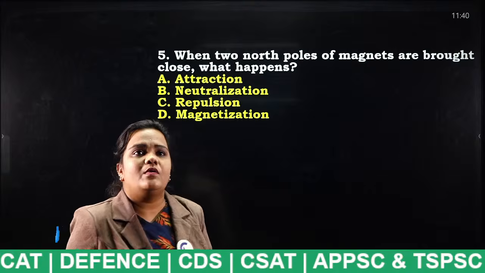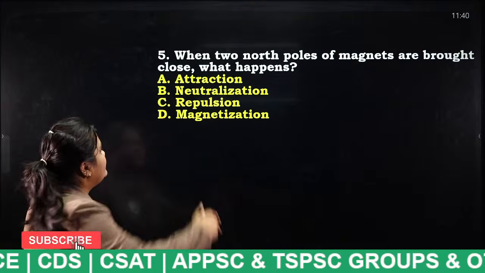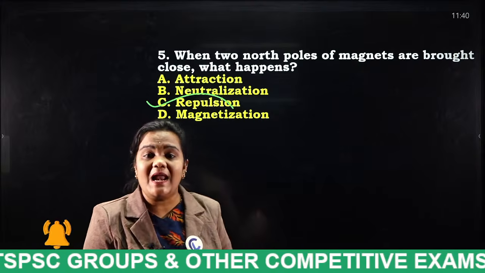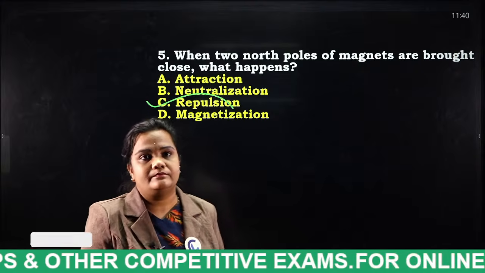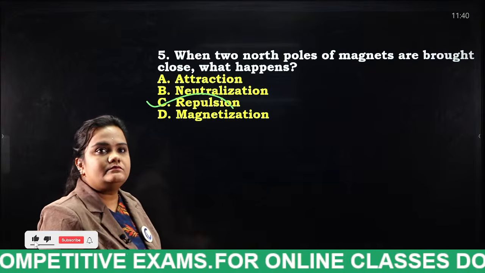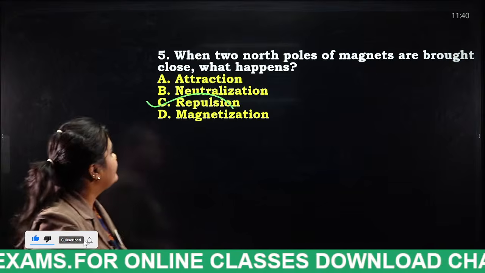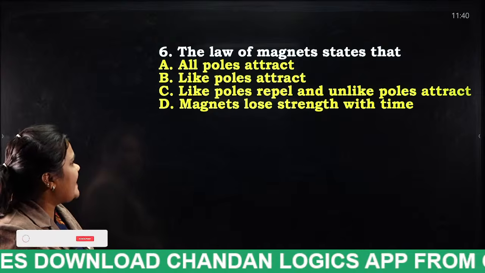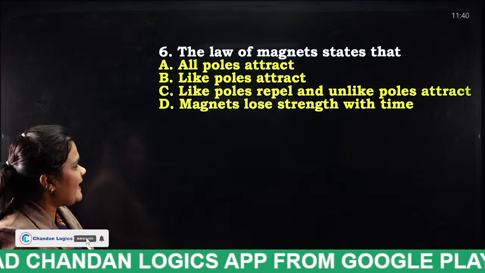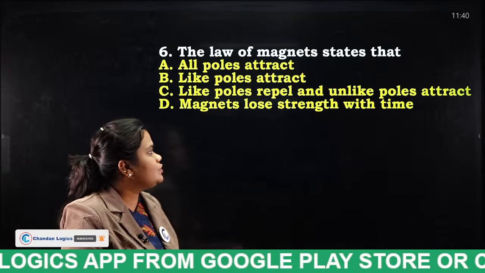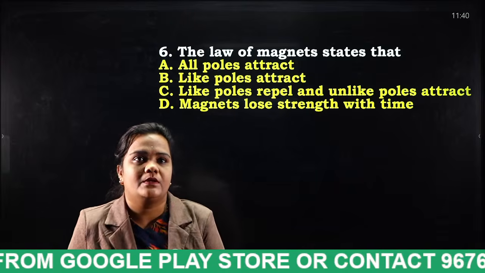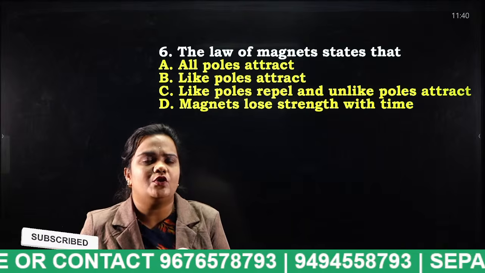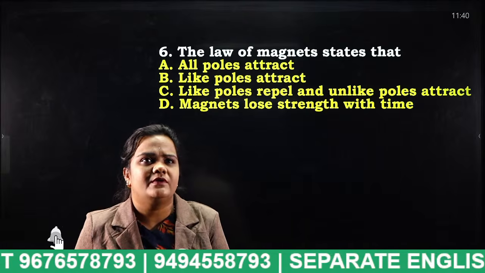What is the answer, students? Very good. Repulsion, because like poles repel and unlike poles attract. The law of magnetism states that like poles repel and unlike poles attract. Magnets lose strength with time. Very good, Ajay, very good, Sharma, very good, Joseph.